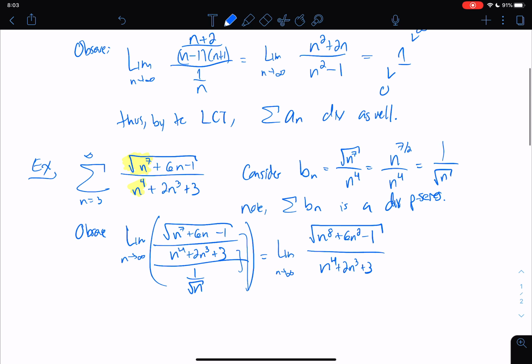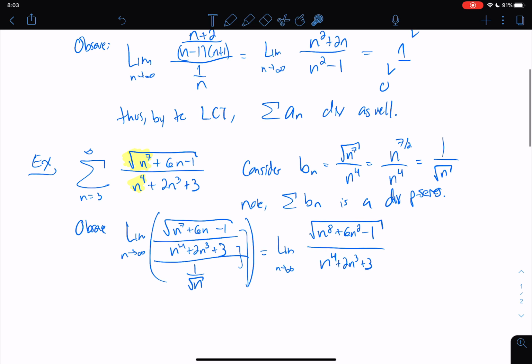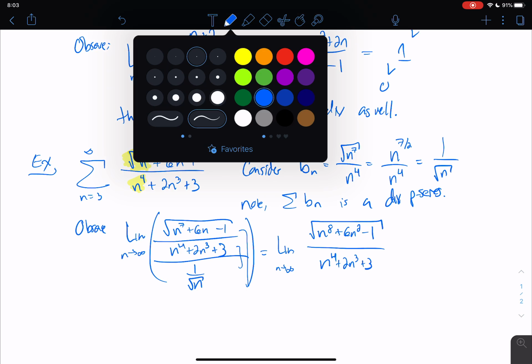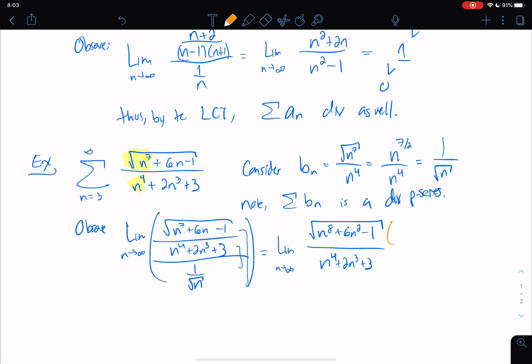And this similar process can be done. Maybe what you can think about is we can divide every single term by n to the 4th. Another way to visualize this is I could multiply the top and the bottom by 1 over n to the 4th.